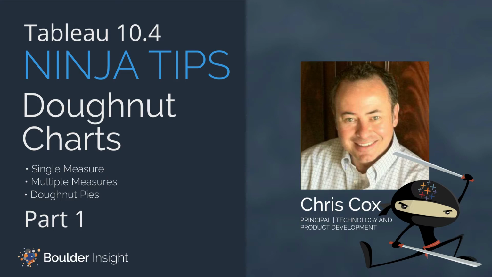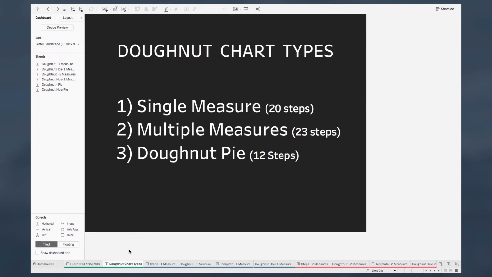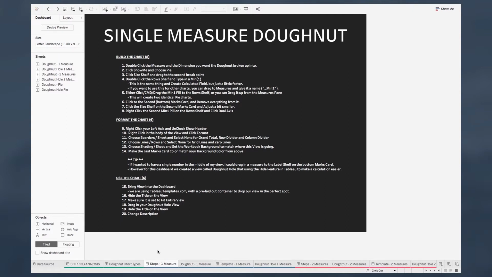Today I'm going to start part one of a three-part series on how to build doughnut charts. There are three basic ways you can build it depending on your data. If you have a single measure, you have multiple measures, and then we have a neat one that we call this doughnut pie. So starting with the single measure one, here is the list of steps that I'm going to go through.